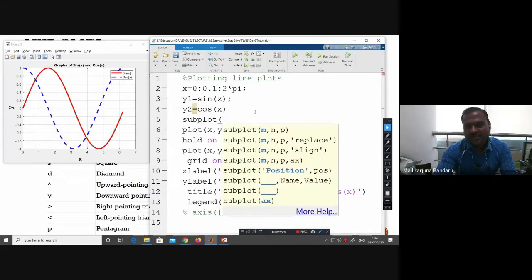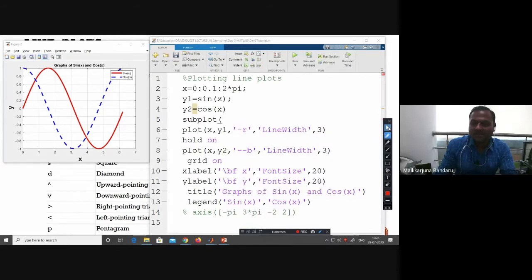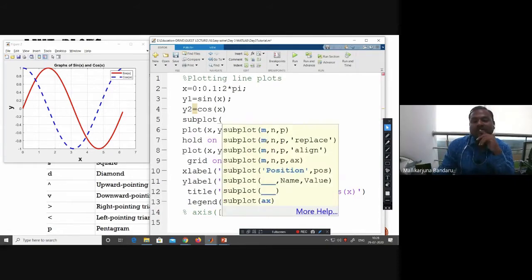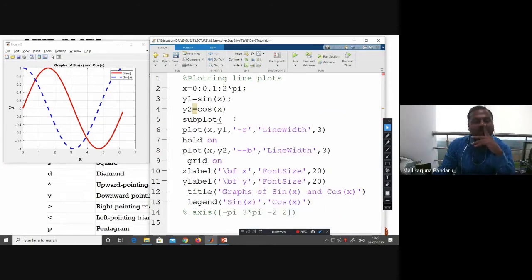Okay. So the subplot syntax is, observe here, subplot of m comma n comma p. So this is the syntax actually. M represents how many rows you would like, I mean, it is just like a matrix format. Let me give the clarity regarding this. Suppose actually this is the graph.